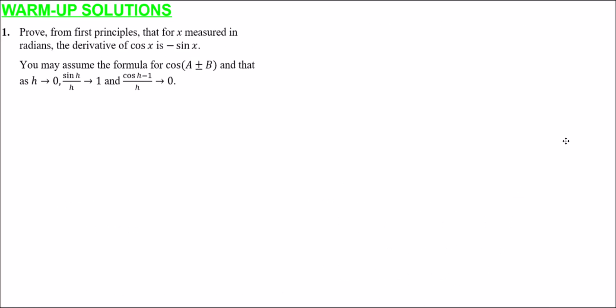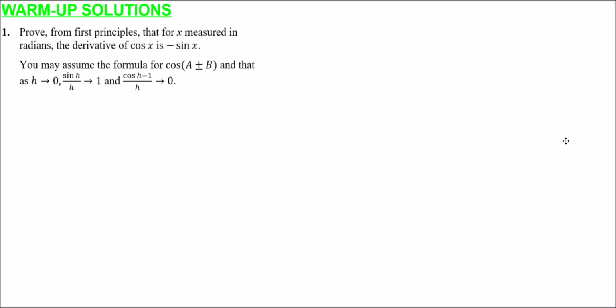So question 1 is basically a regurgitation or revision from the first subchapter on differentiation for Year 13. So we did this last time, proving from first principles that the derivative of cos x is minus sin x. This is a crucial result. You need to know how to prove it very well indeed.